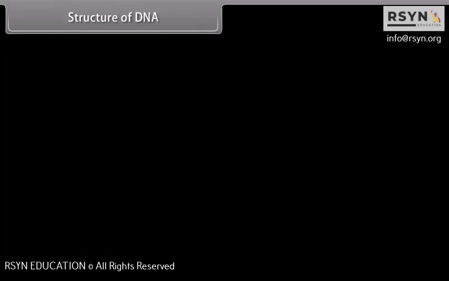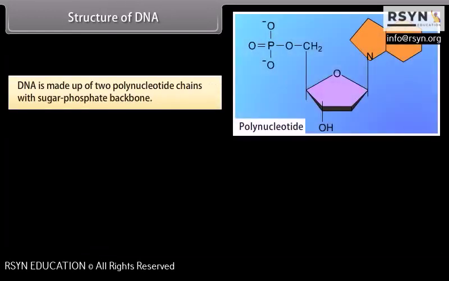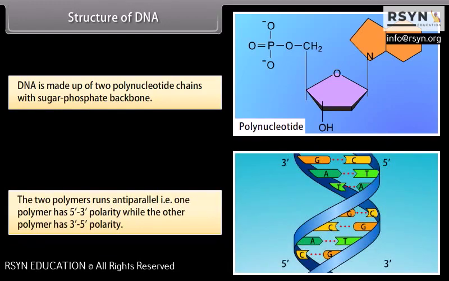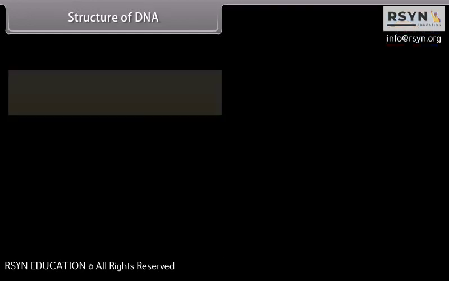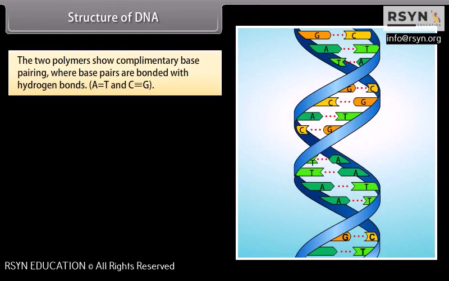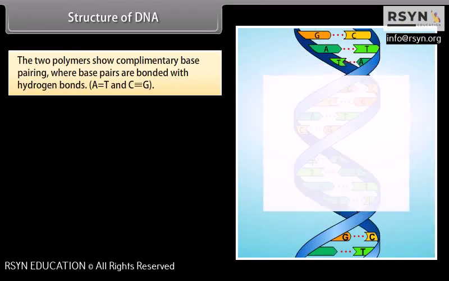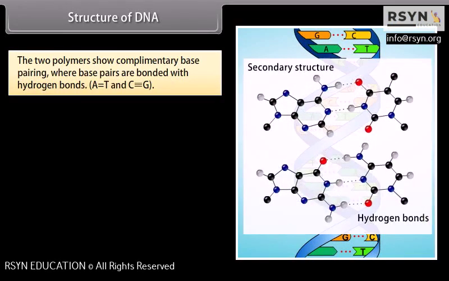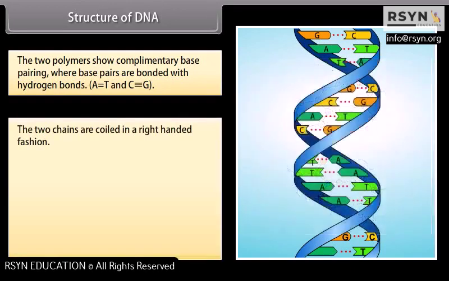Structure of DNA. DNA is made up of 2 polynucleotide chains with a sugar phosphate backbone. The 2 polymers run antiparallel, that is, one polymer has 5' to 3' polarity, while the other polymer has 3' to 5' polarity. The 2 polymers show complementary base pairing, where base pairs are bonded with hydrogen bonds. The 2 chains are coiled in a right-handed fashion.